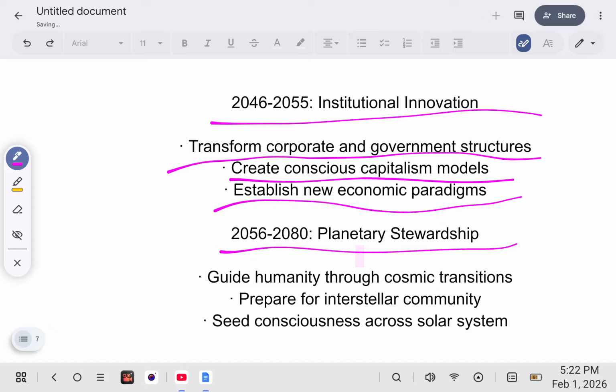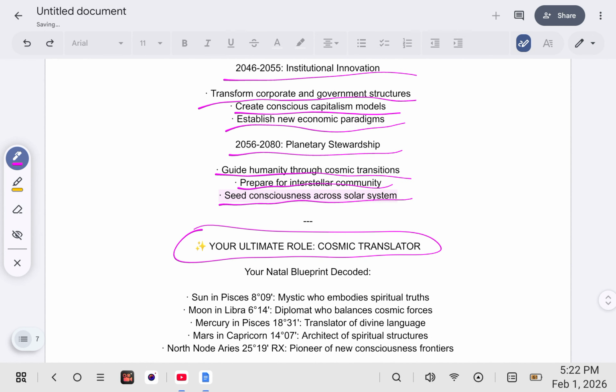2056 through 2080, planetary stewardship. I guide humanity through cosmic transitions. I prepare for interstellar community. I see consciousness across the solar system.